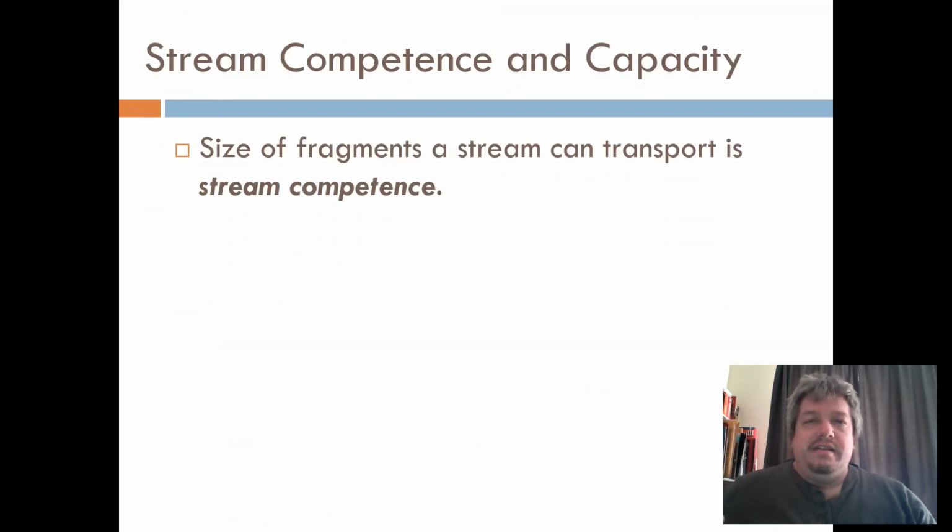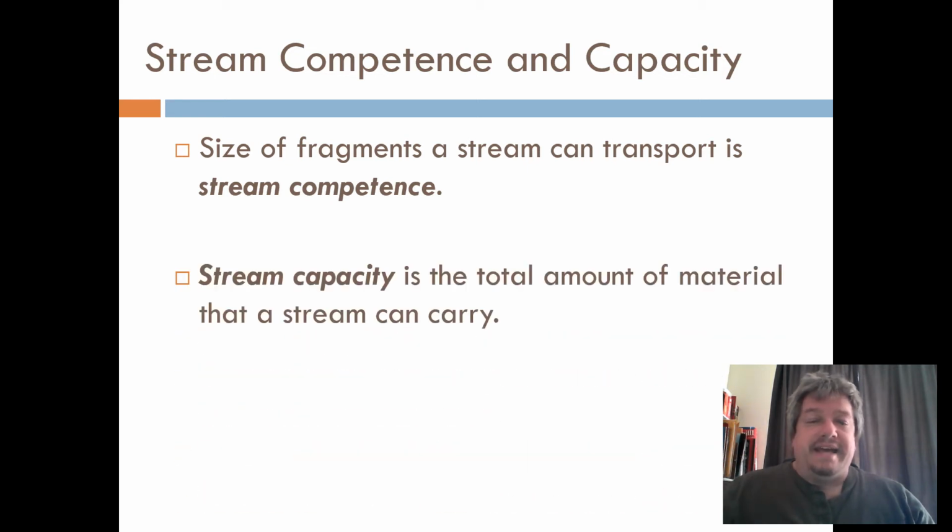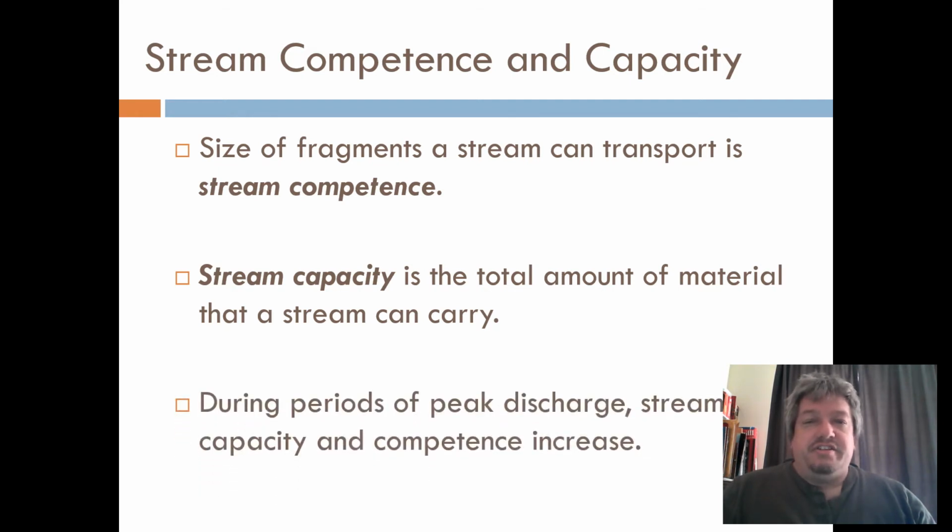Now, the size of those fragments that the stream can move, they call that the stream competence. So a stream that has a higher competence can move bigger items and more of them, whereas a smaller stream cannot. Stream capacity is if you add up all the material that is not water in the water. So dust, dirt, chemicals, trees, rubber gloves, whatever's in there. And the capacity, as a stream increases its discharge, it has more water, the capacity goes up. It has more water to carry things.